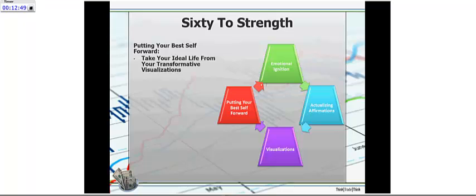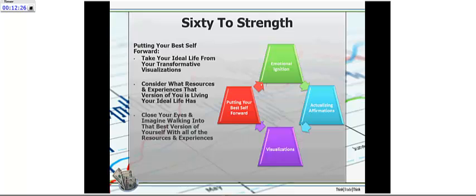Take your ideal life from your transformative visualization. So whatever life that you desire to bring into existence, however you want to manifest it. And then what you want to do is consider what resources, experiences, tools, strategies that version of you has, and then decide what the difference is between what the you now has versus that version of yourself.